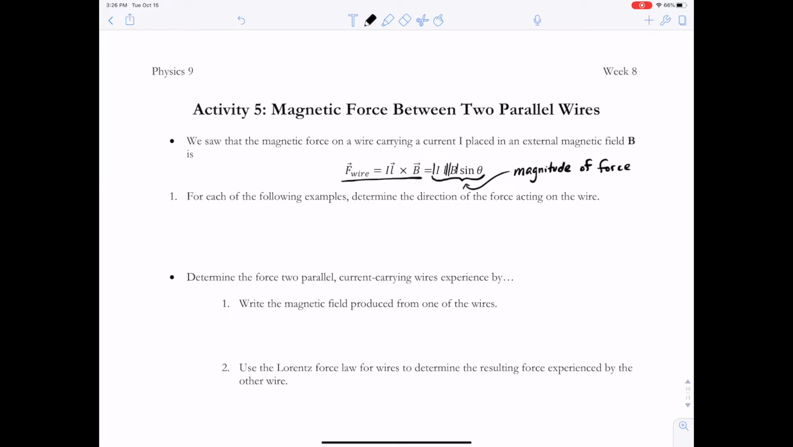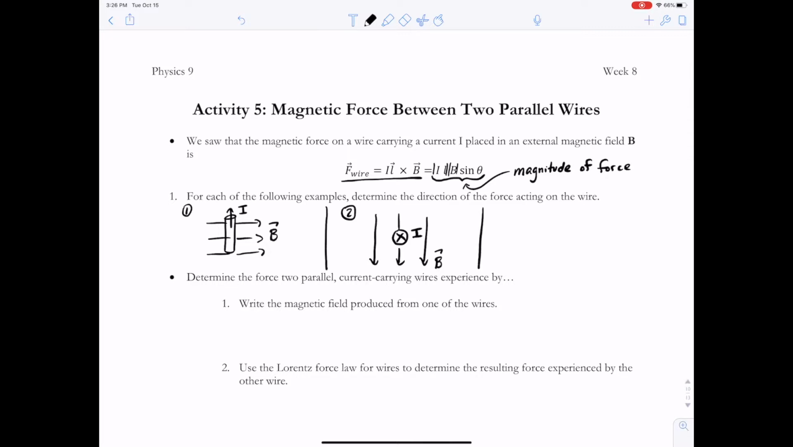Here are some examples. In the first example, suppose we have a wire with some current I up the page, and it's placed in some magnetic field B that is directed to the right. In example 2, suppose we have some wire carrying a current into the page, and that wire is placed in a magnetic field that is directed down the page.